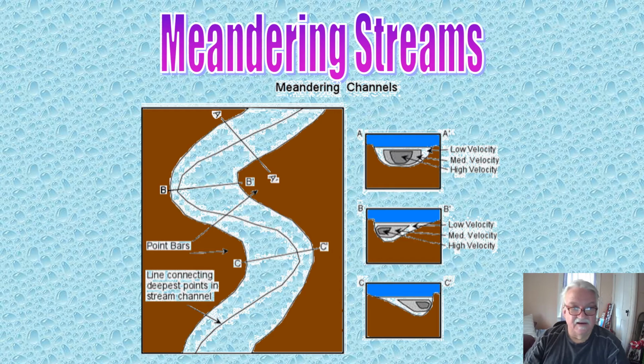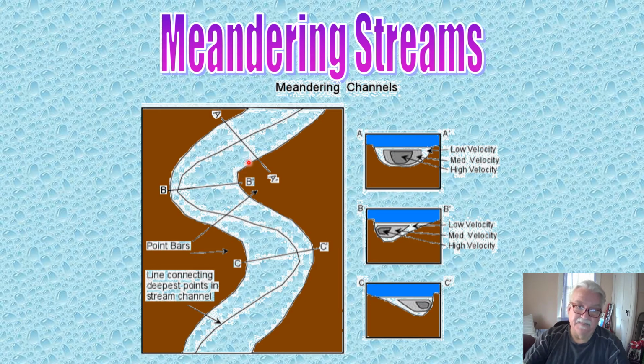Okay, now into meandering streams. When a stream moves fast, it goes over things. When it starts moving a little slower, it starts to go around stuff. And once it gets a curve, it gets curvier.